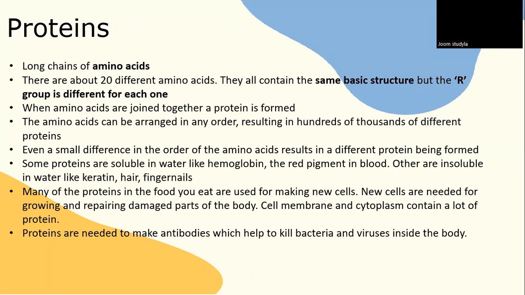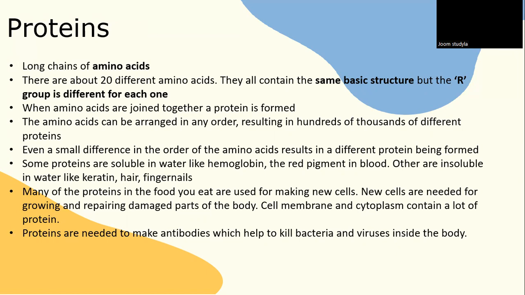Proteins are long chains of amino acids. There are about 20 different amino acids. They all contain the same basic structure, but the capital R group is different for each one. When amino acids are joined together, a protein is formed. The amino acids can be arranged in any order, resulting in hundreds of thousands of different proteins. Even a small difference in the order of amino acids results in a different protein being formed.